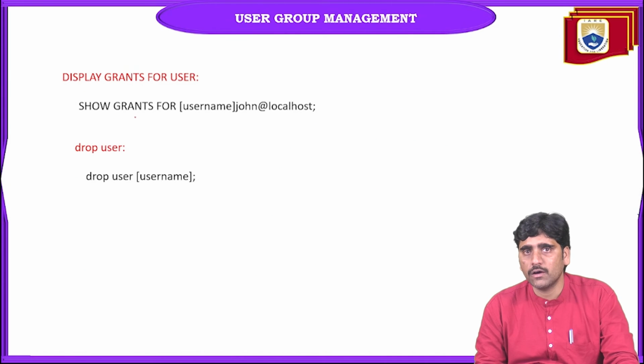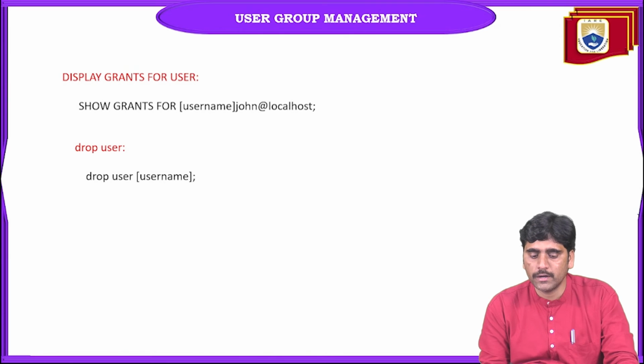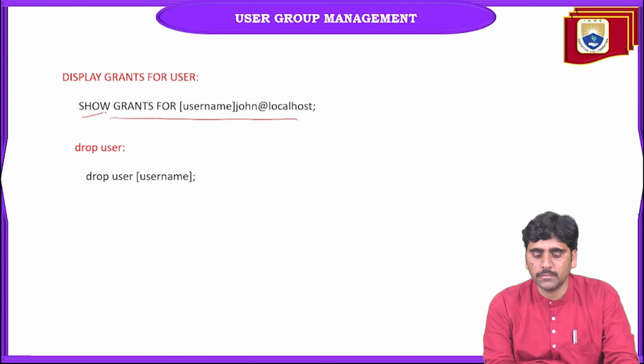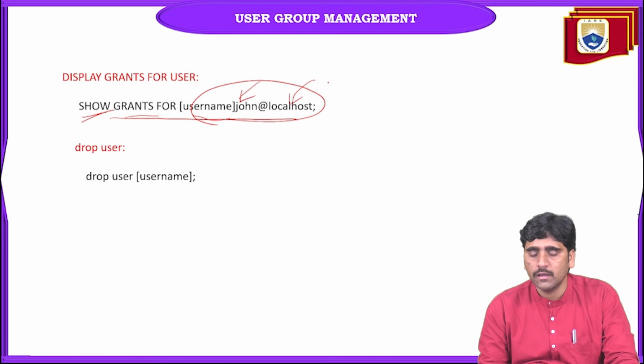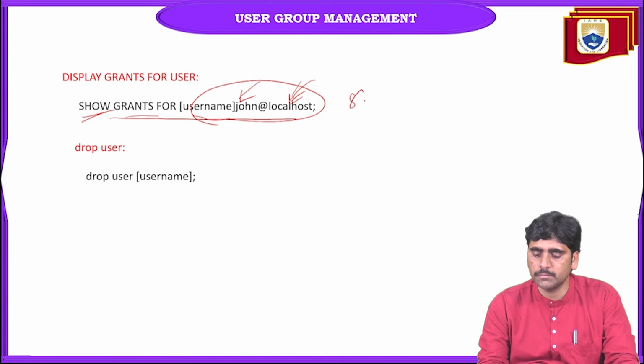How can we show the grants for the user? So what are the permissions applied to the user? You can see them with this command: SHOW GRANTS FOR username, that is, username at the host specified by the local system. Or else you can simply write SHOW GRANTS FOR username.